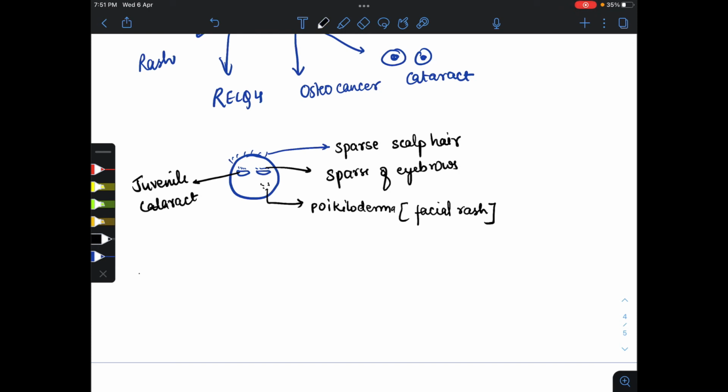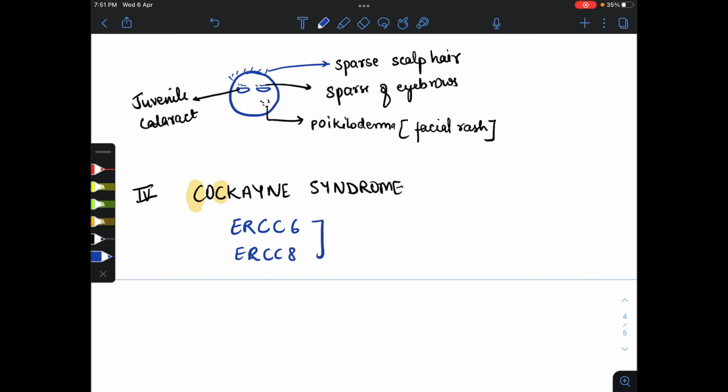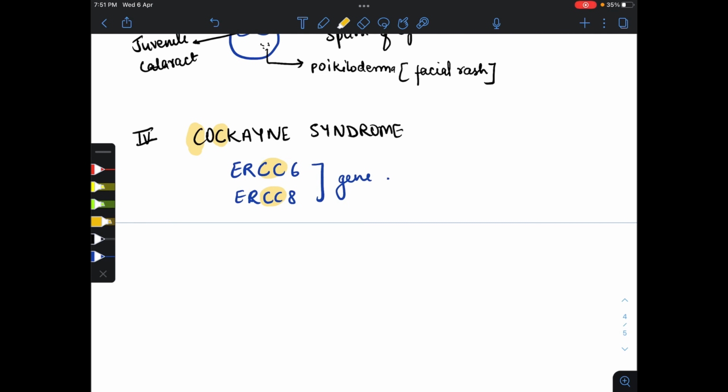Now the fifth syndrome of the progeroid syndromes is Cockayne syndrome. In Cockayne syndrome, we have to remember the gene again. Please remember that C is repeated, and in the gene also there is a CC repeat, like ERCC6 and ERCC8. ERCC6 and ERCC8 gene involvement will be there. In this we find the clinical features: dwarfism and cachexia are characteristic features of Cockayne syndrome.